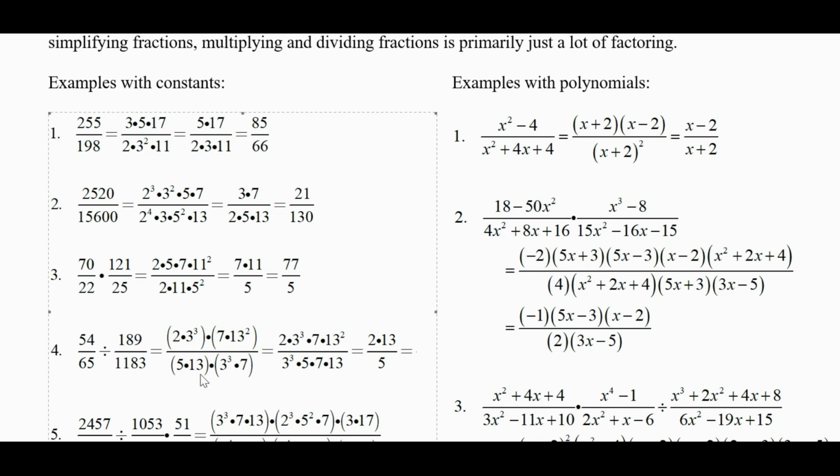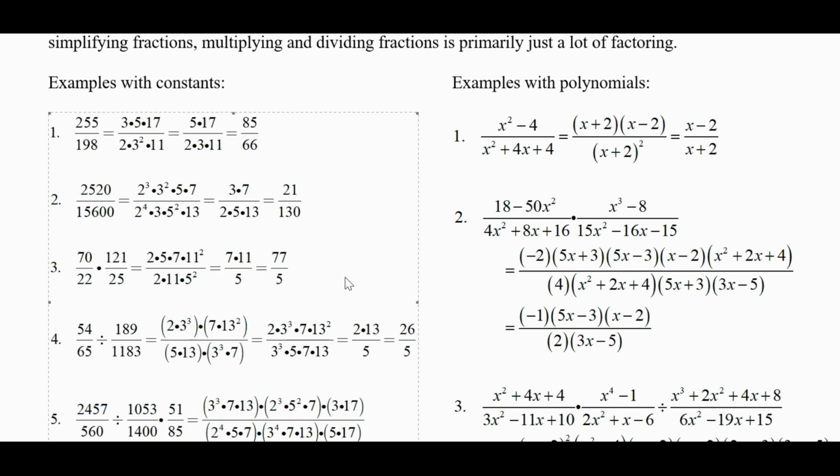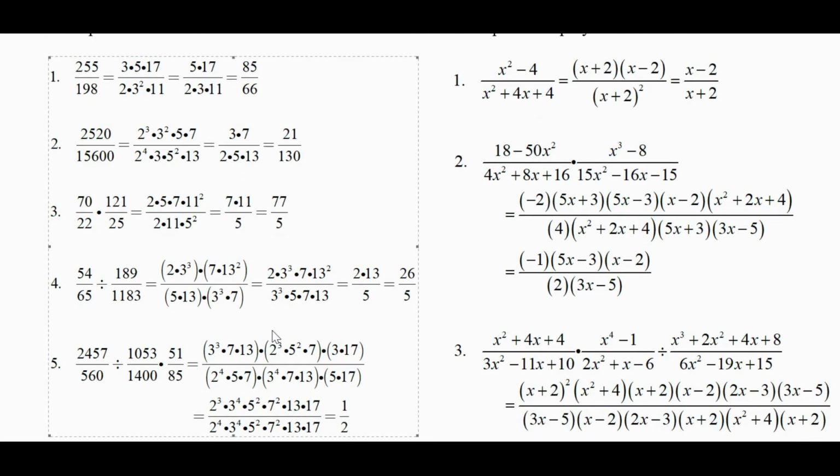Here I did the 3 cubed, then the 5, then the 7 and 13. And then just went and canceled out. Looks like the 3's all canceled, the 7's all canceled, one of the 13's, leaving a 2 and a 13 in the bottom and a 5 in the top, 5 in the bottom, and 2 and a 13 in the top, which is 26 over 5.